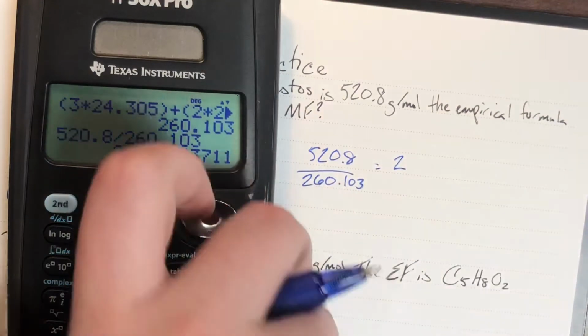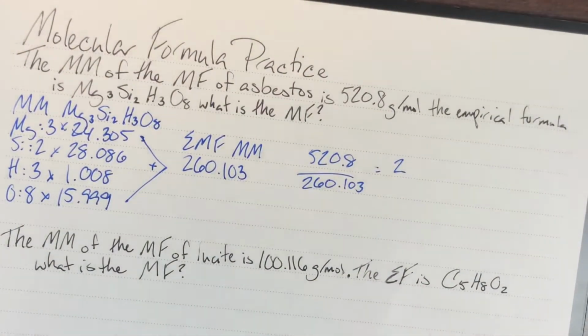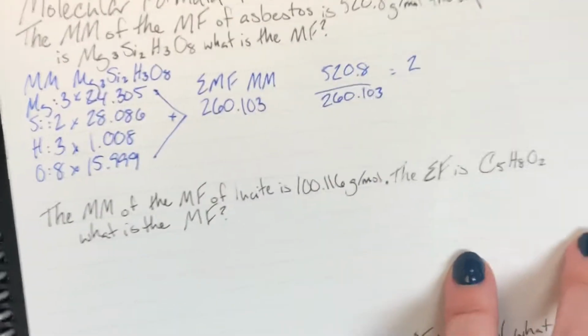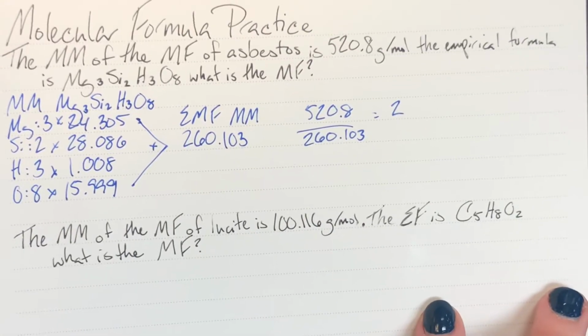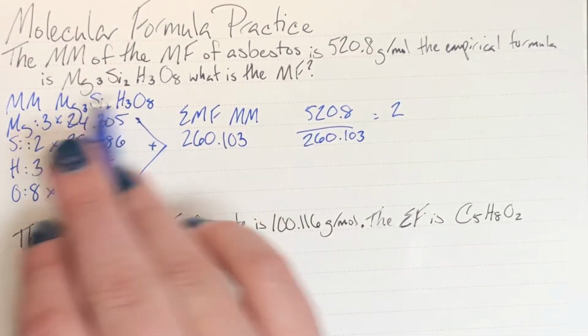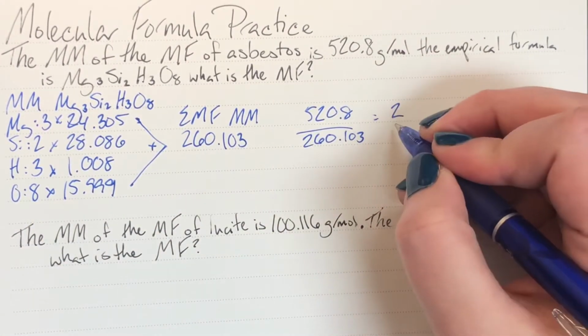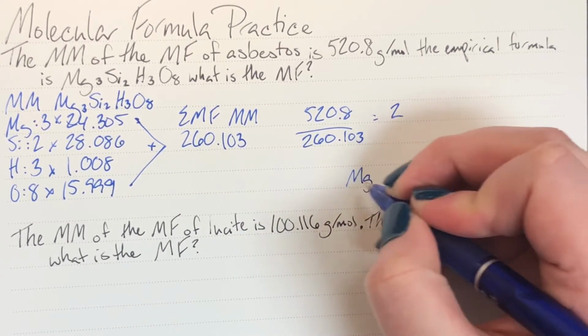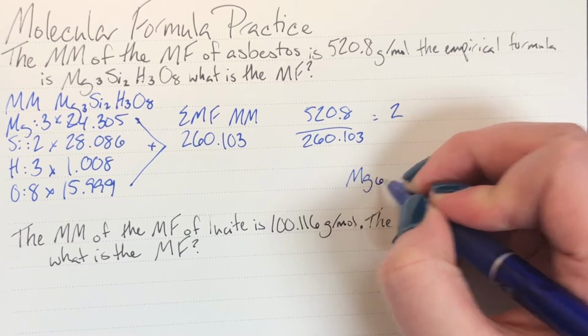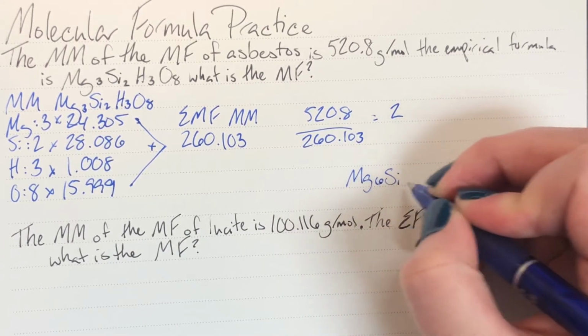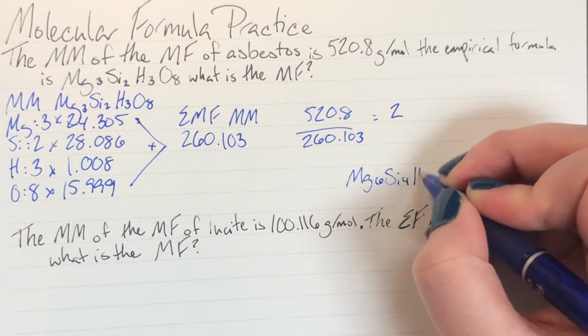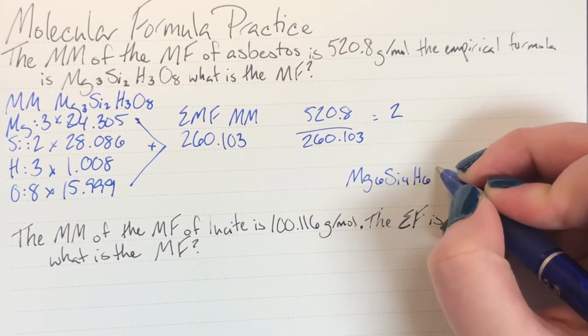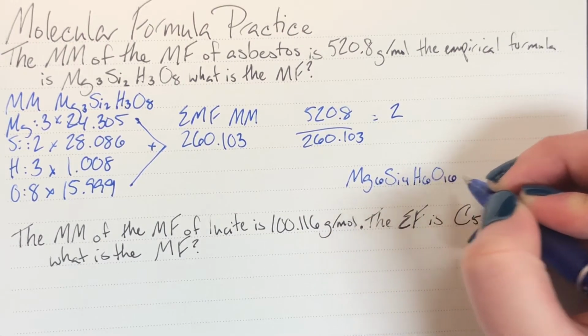This 2 is going to then multiply all of the subscripts of my empirical formula. So I'm going to take my empirical formula and multiply all the subscripts by 2. So that means my final molecular formula would be Mg6Si4H6O16.